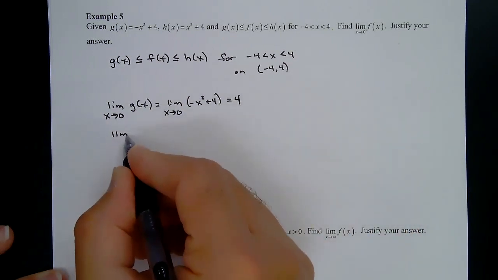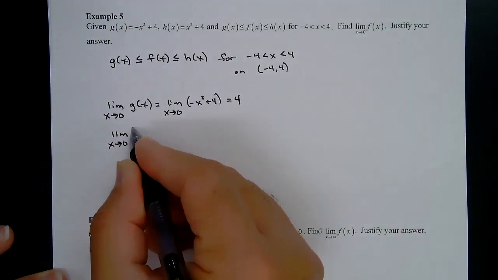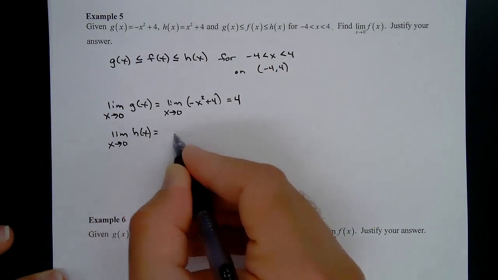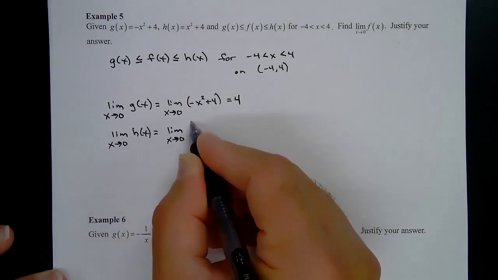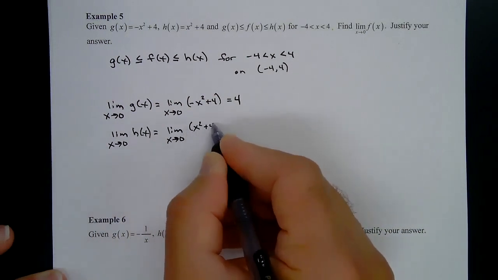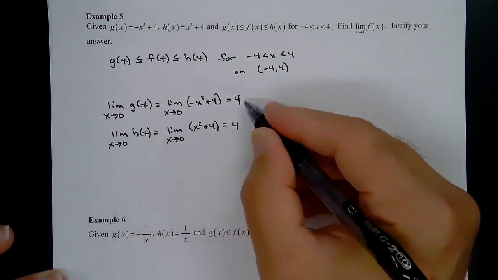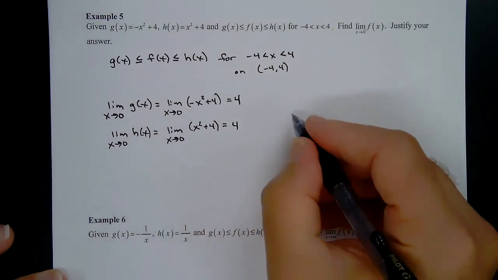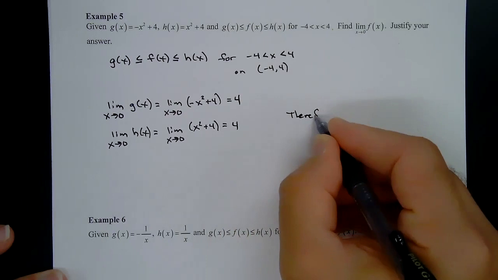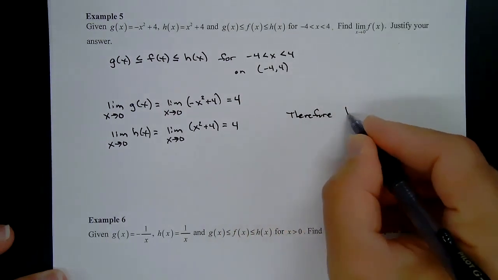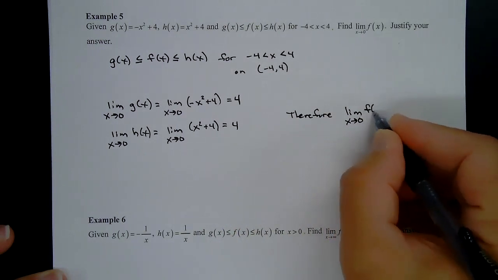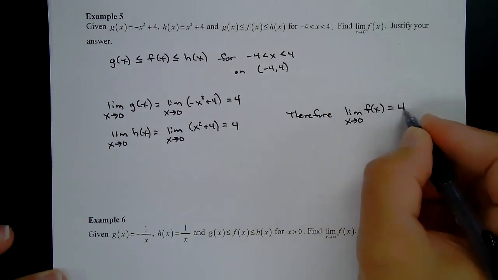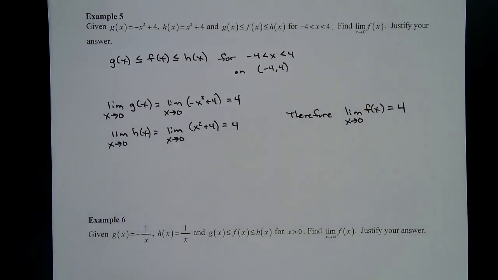And the limit as x approaches 0 of h of x. That's the limit as x approaches 0 of x squared plus 4, which is equal to 4. Those are the same. Therefore, the limit as x approaches 0 of f of x must also equal 4. Let's do a couple more.